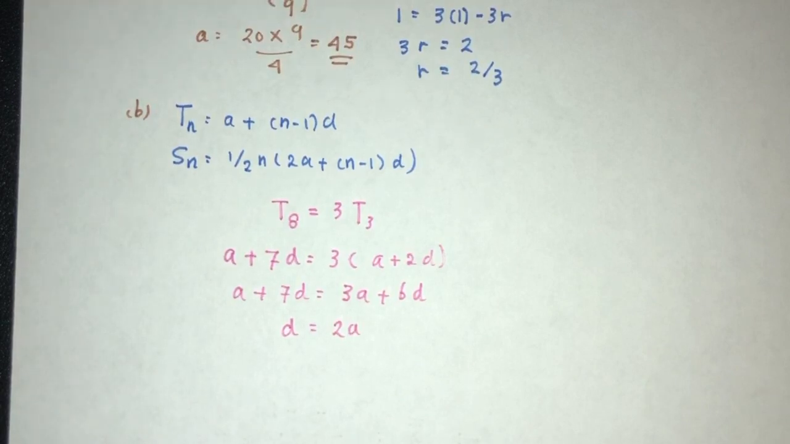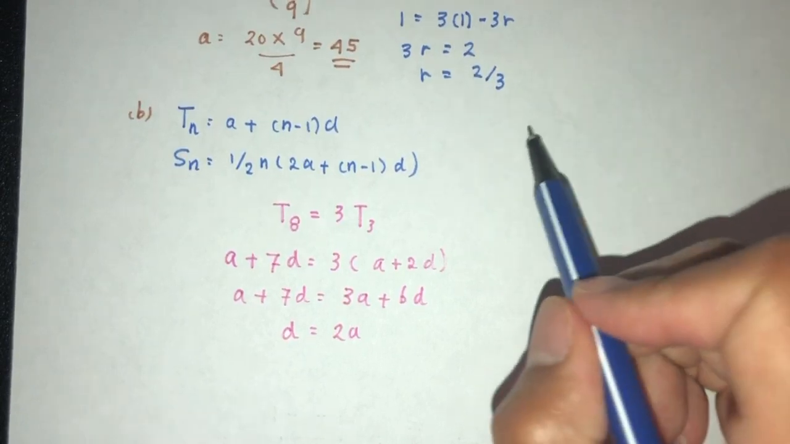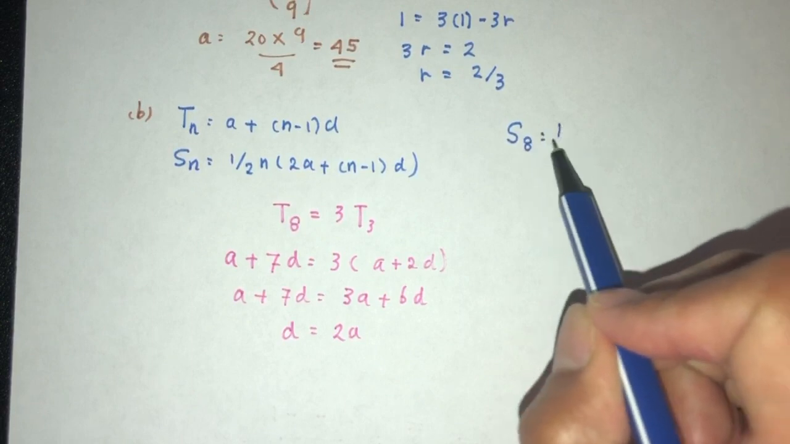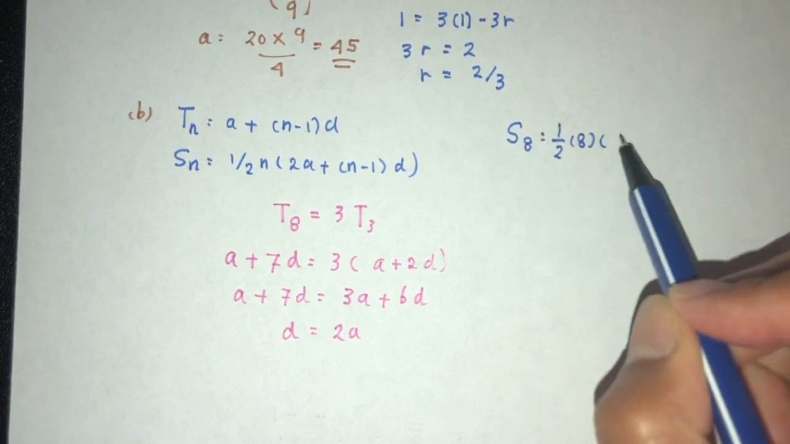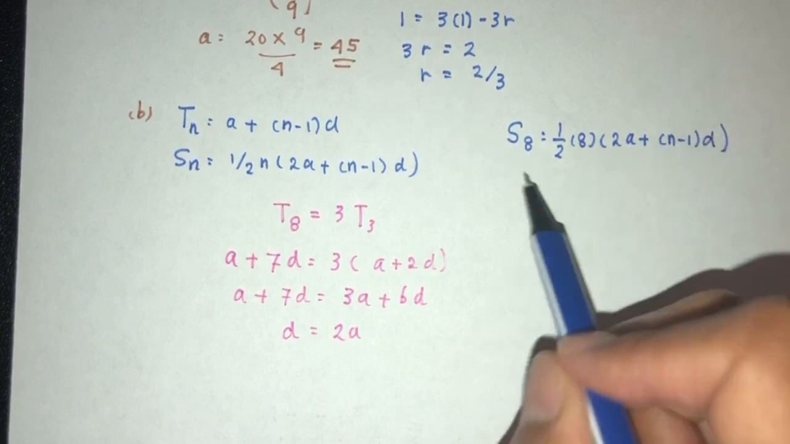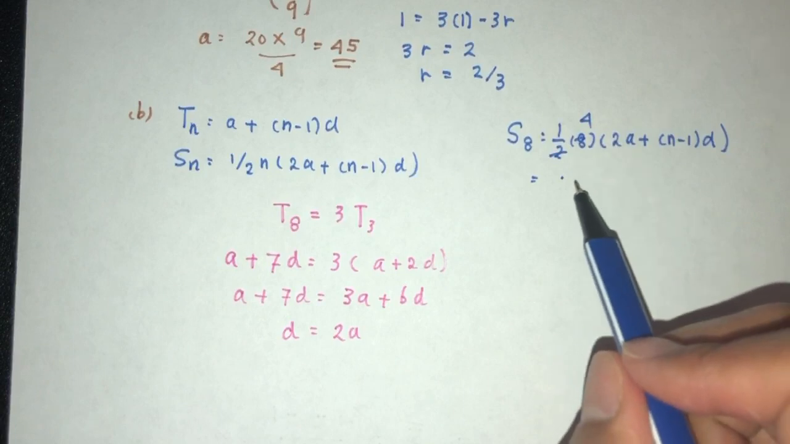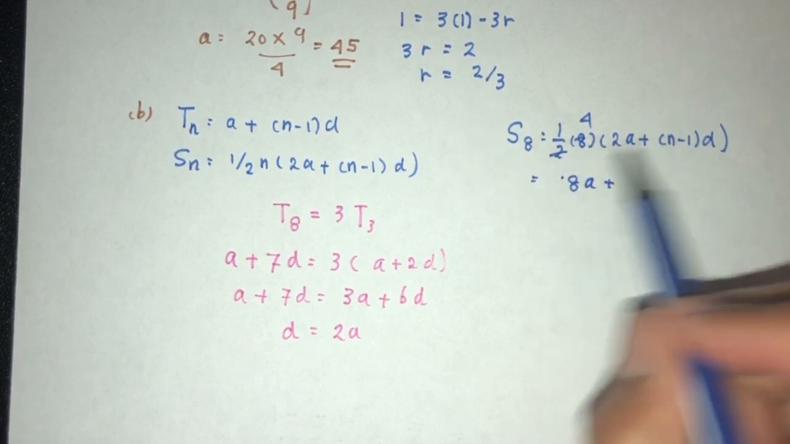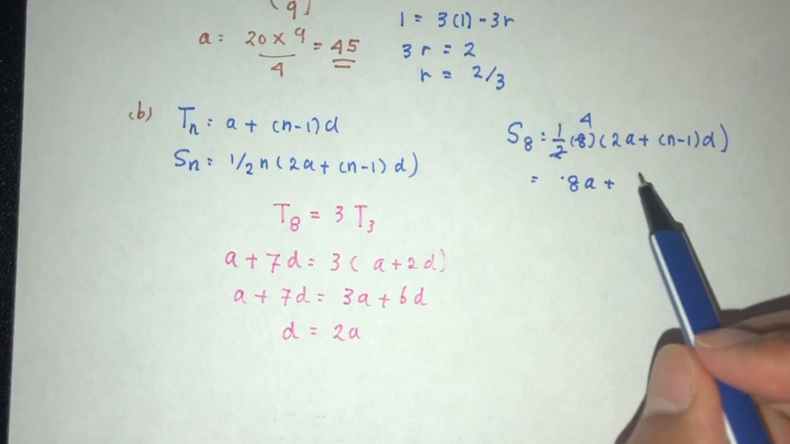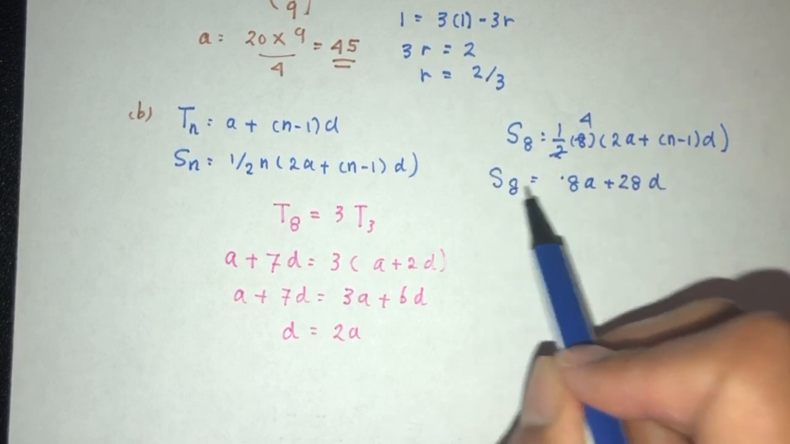Now we have to use this information. We have to show the sum of the first 8 terms is 4 times the sum of the first 4 terms. So let's do this. What is the sum of the first 8 terms? That will be half times 8, 2a plus n minus 1 times d. That will be 4 here. Expand, you will have 8a. n is 8, 7d. 7 times 4 will be 28. So that is the sum of the first 8 terms.